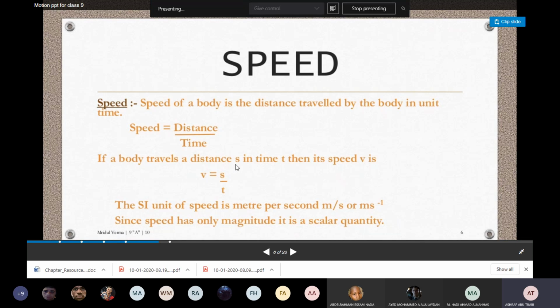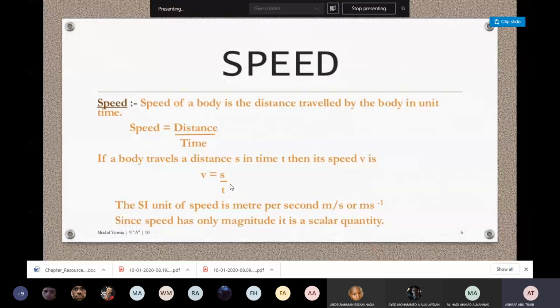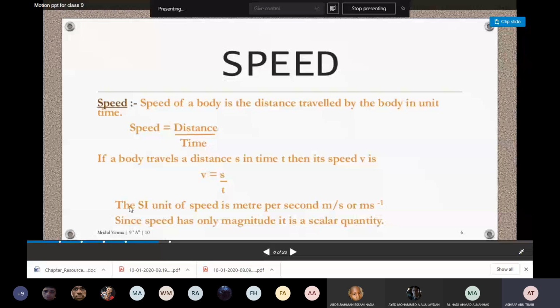If a body travels a distance s, let's say the distance we call it s, in the time t, then the speed will be what, guys? V, the symbol of speed is V. So V will be S over T, or let's say D over T. The distance, sometimes we call it D, sometimes we call it S, whatever you want.